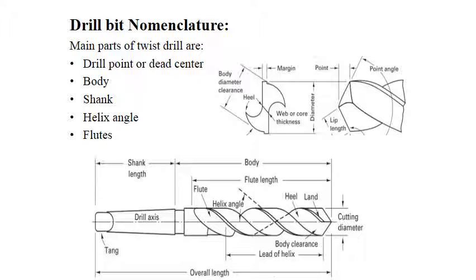So the main parts of the drill bit, which is a multi-point cutting tool. These are the cutting edges. It acts as more than one point: 1, 2, 3, 4. That is why it is called a multi-point cutting tool. The cutting edges are more than one.